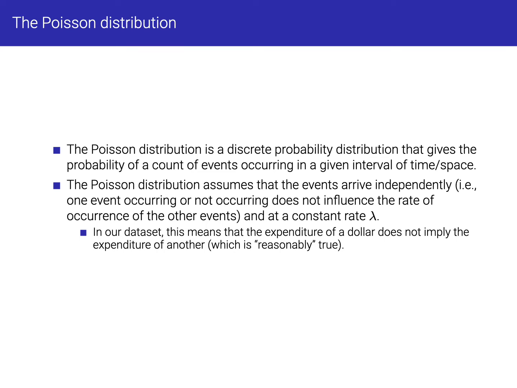So the Poisson distribution is a discrete probability distribution, which is particularly fitting when we have counts, because counts are also discrete. They take values 0, 1, 2, 3, 4, 5, etc. So it is fitting that we use a distribution that is a discrete probability distribution. And so it gives the probability of a count of events occurring in a given interval of time and space. So it is particularly interesting, of course, in this situation.